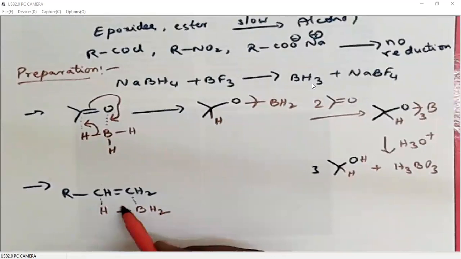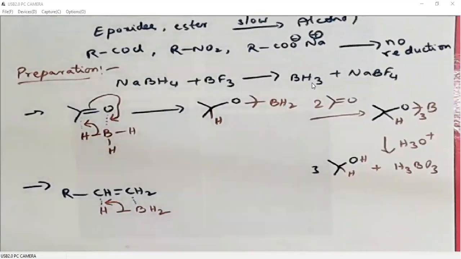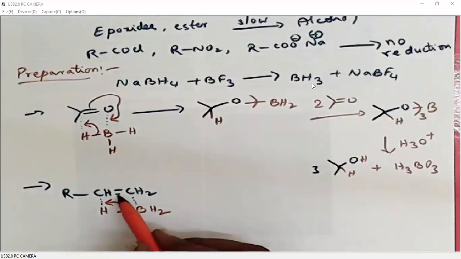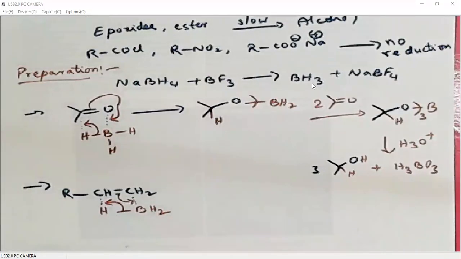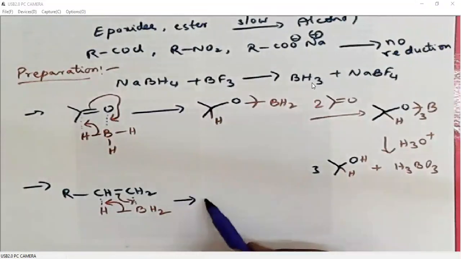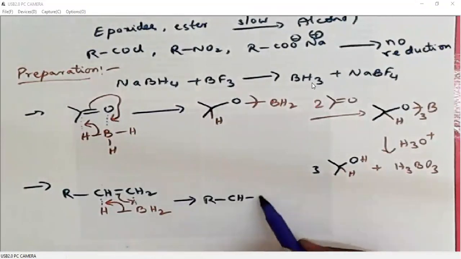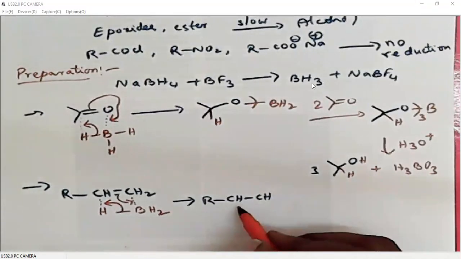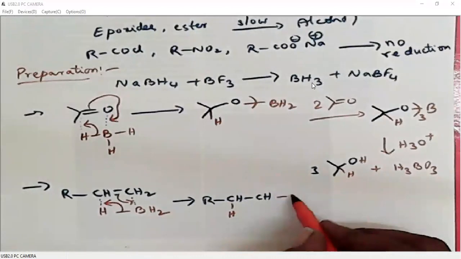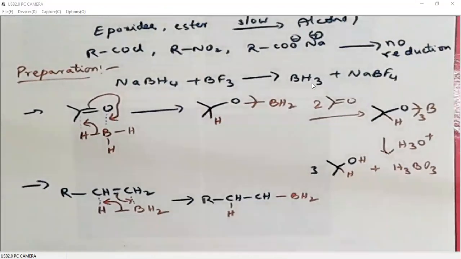So hydride transfer takes place here. Even in borane reduction, hydride transfer, H minus, will be transferred to this double bond. Then this double bond will break and form a bond between carbon and boron. So what we generate here is an alkyl borane. This is called alkyl borane.